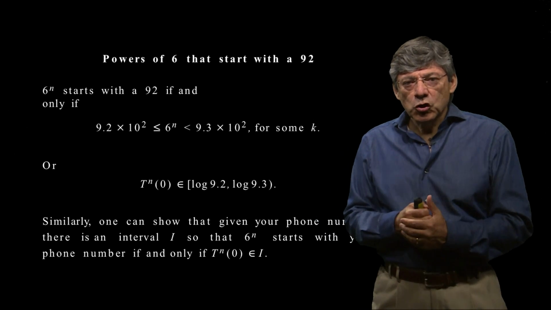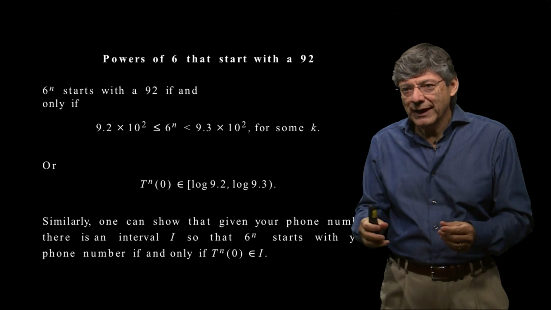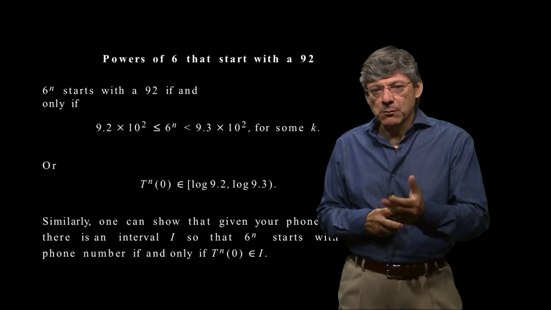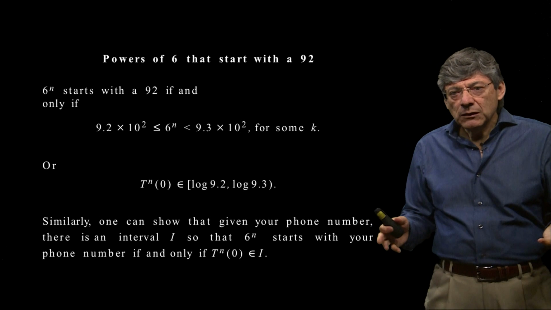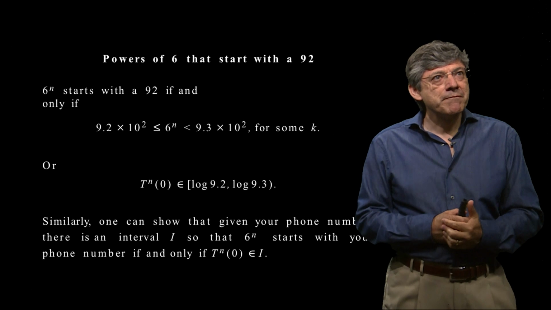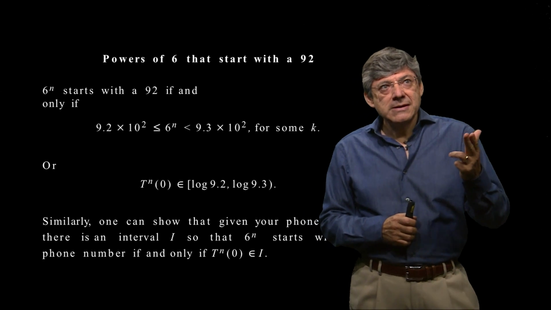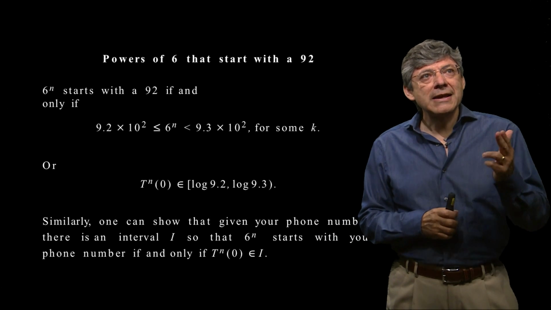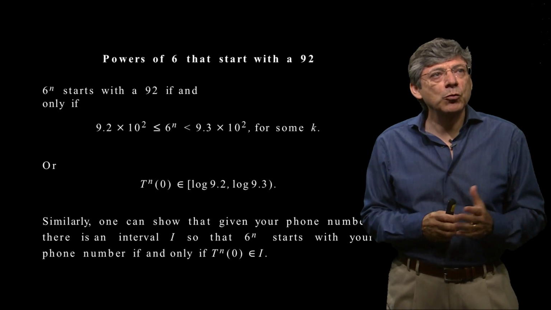Now, first we're going to see the question of what about a power of 6 starting not just with a 9, but with, say, 92. And later we could ask the same question for your phone number. What does it mean to start with a 92? Well, starting with 92, similarly, we can say 6 to the n will be greater than or equal to 9.2 times 10 to the k, or less than 9.3 times 10 to the k, for some k. Here, instead of the 2, we should have a k in general.